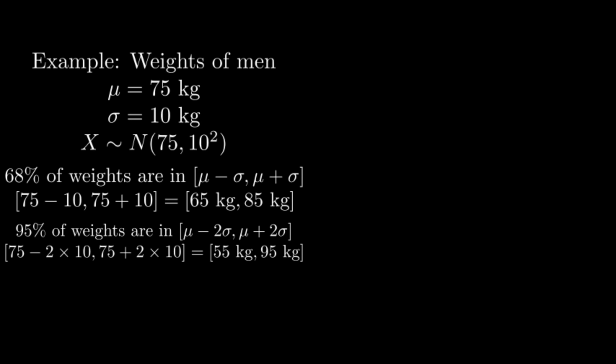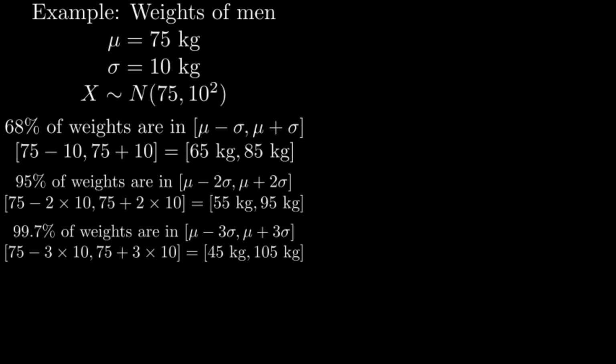And finally, for 99.7%, we go 3 standard deviations. That's 75 minus 30, which is 45, and 75 plus 30, which is 105. So we can be very confident that almost any man we select from this population will weigh between 45 and 105 kilograms. This rule is a fantastic tool for getting a quick feel for the data's spread without needing a calculator. It provides a solid framework for understanding what's a typical value versus what's an unusual one.